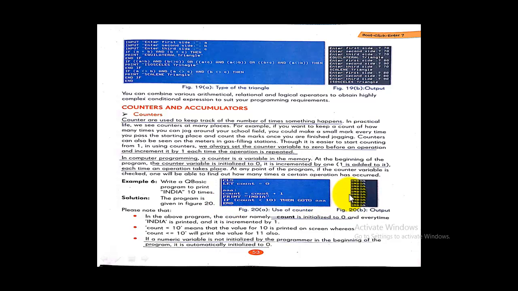Finish. Now India is printed 10 times here. Now if you want to print this India 1000 times also, you can do it. Instead of 10 you put 1000, count less than equal to 1000, then India will be printed 1000 times. If you want to print India 50 times, instead of this 10 you put 50, then count less than equal to 50, then India will be printed 50 times. You can check by writing this program at home also, if you have a computer at home and if you have installed QBasic. You can install it from the internet.